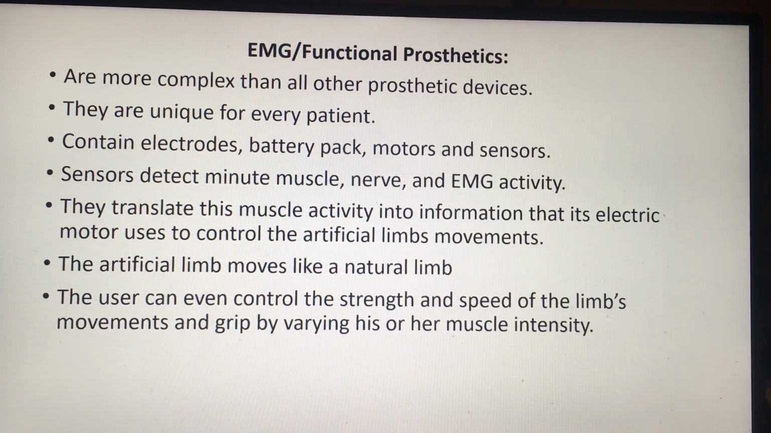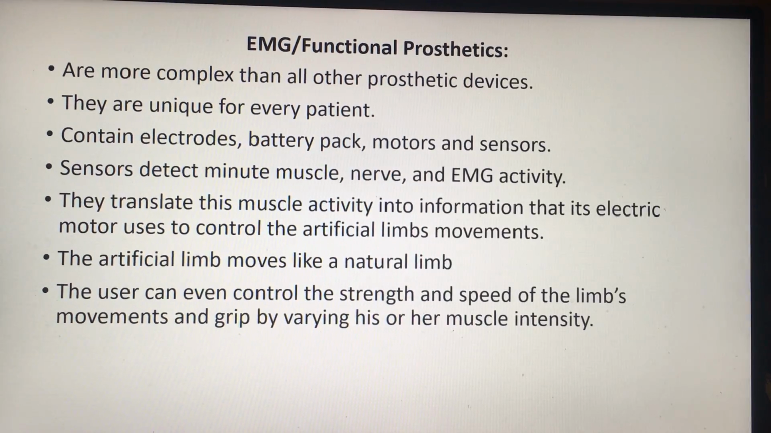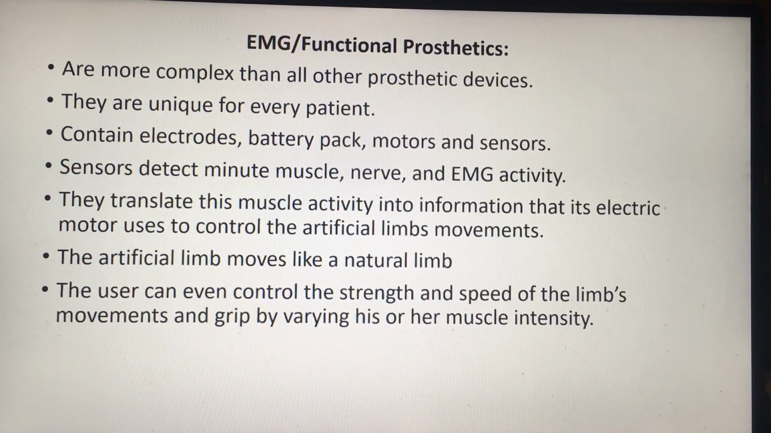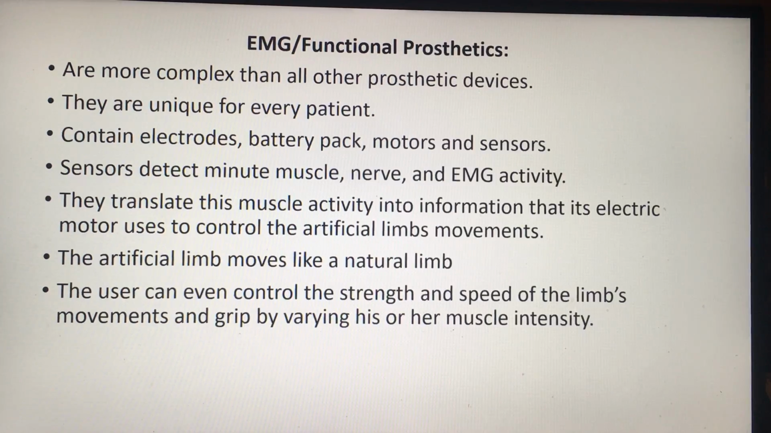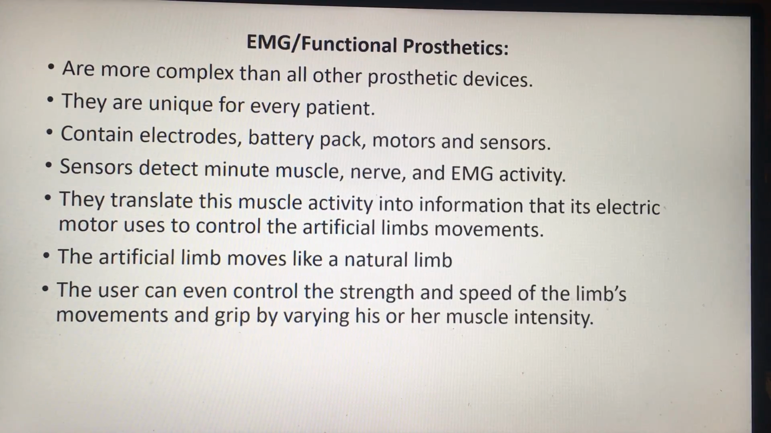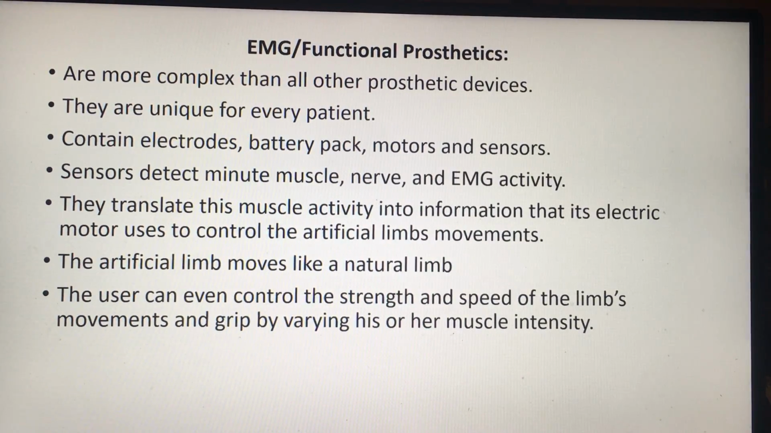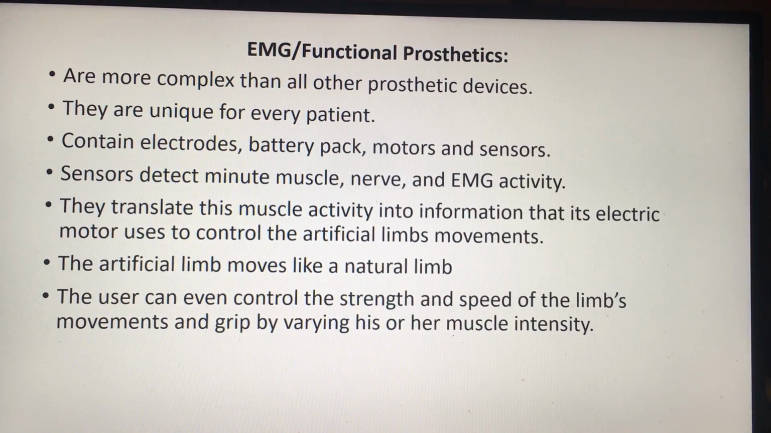On the other hand, functional prosthetics are more complex, and they are unique for every patient. They contain motors, electrodes, and sensors. Sensors are attached to the socket to make contact with the skin and receive impulses. They translate muscle activity into information that makes the motors move like real limbs. The patient can also control the speed of the limb movement by varying the muscle intensity. These robotic hands help people not only to move large objects, but also to use and hold keys and credit cards.